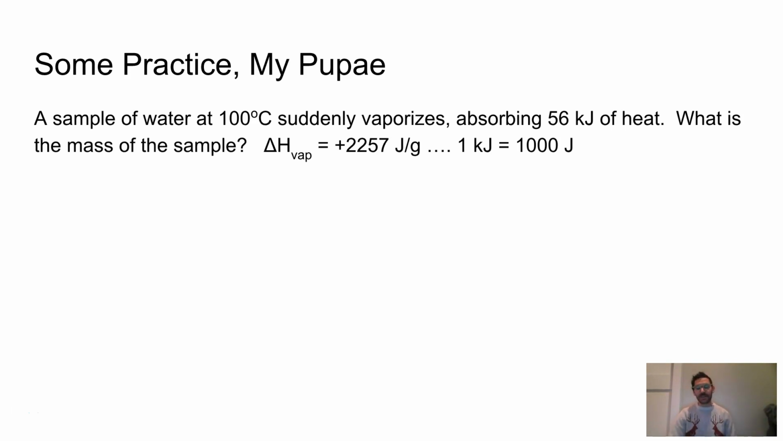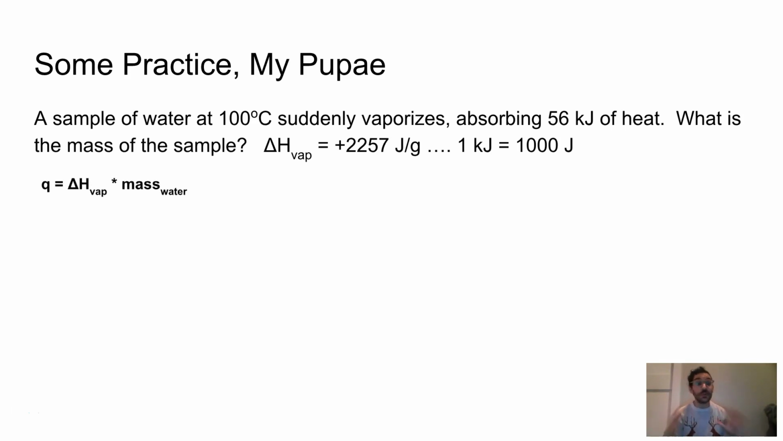But let's do some practice with this: Q equals delta H of vaporization or fusion times mass. So we've got 100 degrees Celsius water, and it suddenly vaporizes and absorbs 56 kilojoules of heat. What's the mass of that sample? We've got some information. Pause the video, give it a shot. All right, you pause the video, give it a shot.